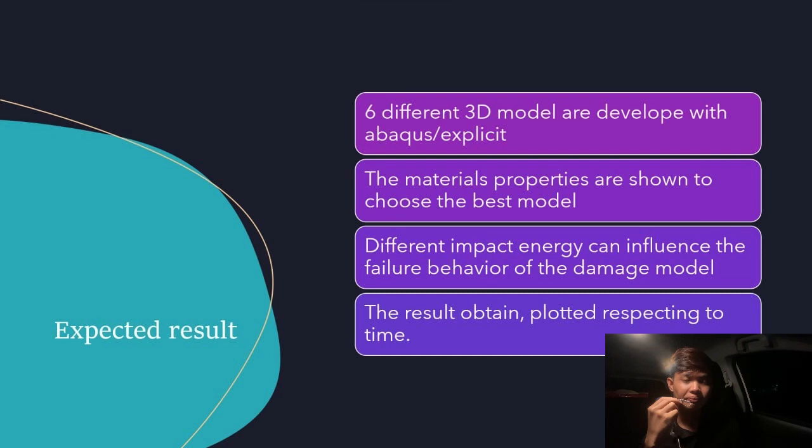For this study, as the expected result, 6 different 3D models will be developed using Abaqus Explicit. The properties of every material will be shown to choose the best model, either ceramic-steel or ceramic-aluminum. Using different impact energies can affect the failure behavior of the damage model. The results obtained from the analysis will be plotted with respect to time.